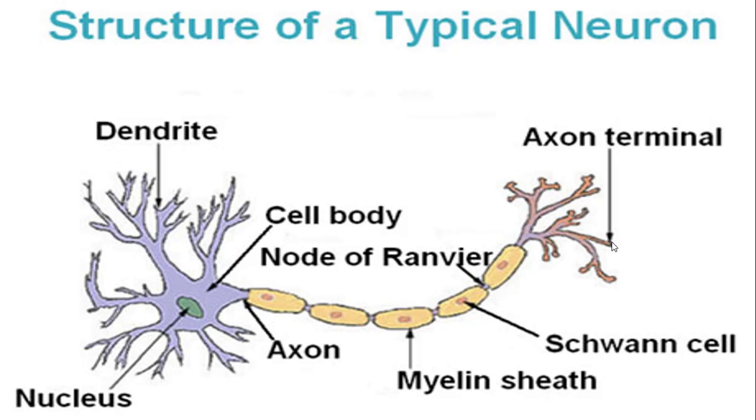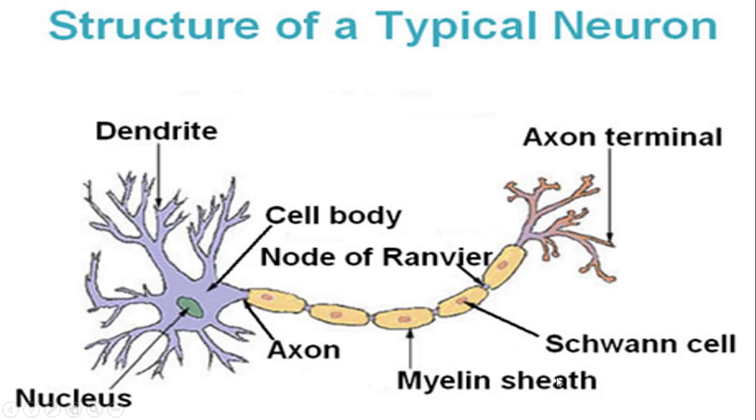Keep in mind that your muscles also respond to this information. The neuron cell and the muscle cells can be activated. Now from this point to this point, this is the axon, and you can see that the axon is protected by the myelin sheath.